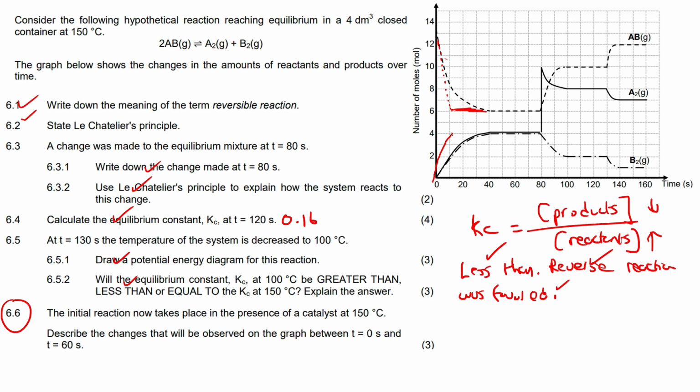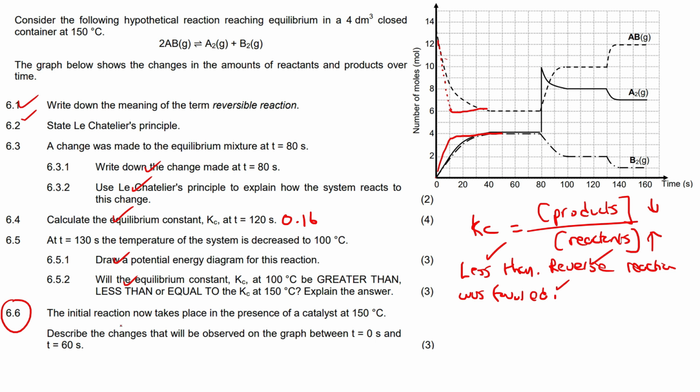And then you see we reach equilibrium from this position instead of reaching equilibrium from this position where they become parallel. They would become parallel much earlier. You see that? That's because a catalyst makes the reaction happen faster.